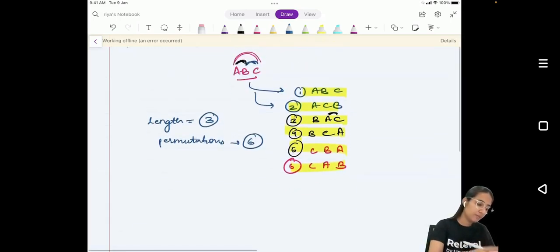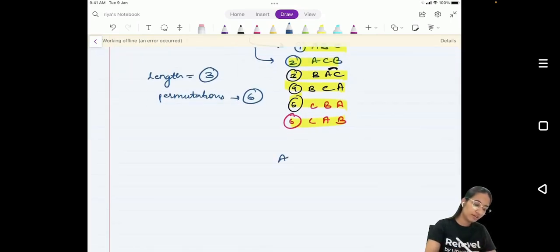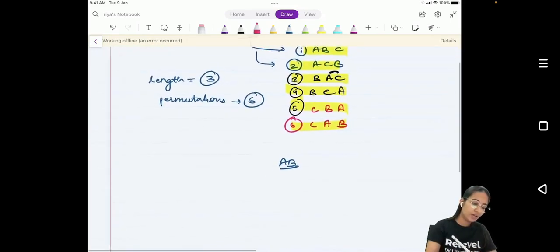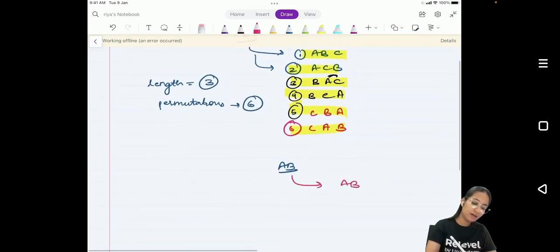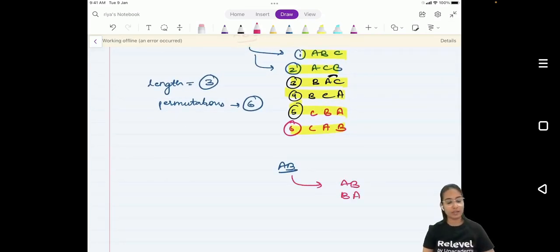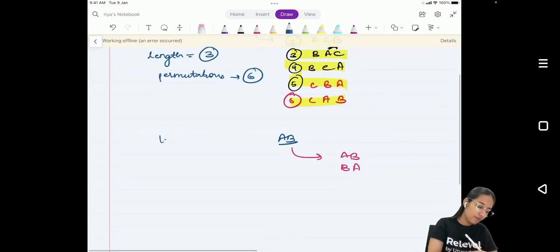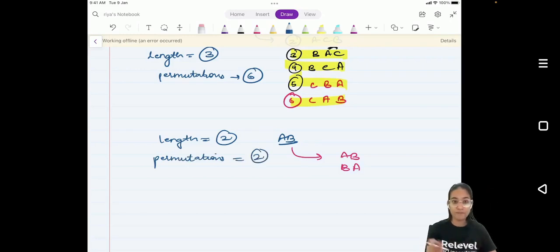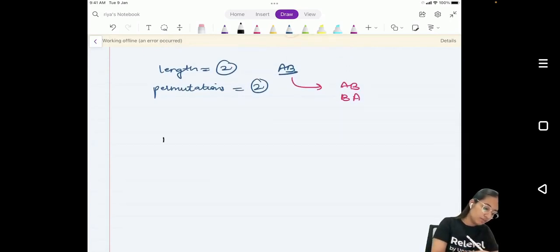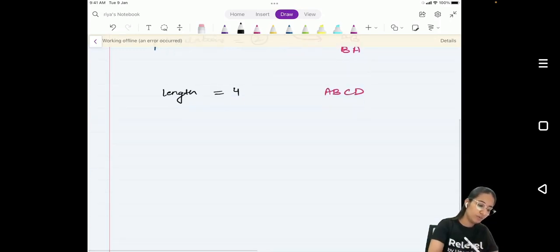Let me take another example. If I just take the string AB, in that case the output will be simply AB and BA, correct? Nothing more than that. So I can see that when the length of the string is 2, the number of permutations is 2. To generalize the concept a little bit more, I will take one more example. If the length of the string is, let's say, 4, and we have A, B, C, and D, let's see all the possible permutations.